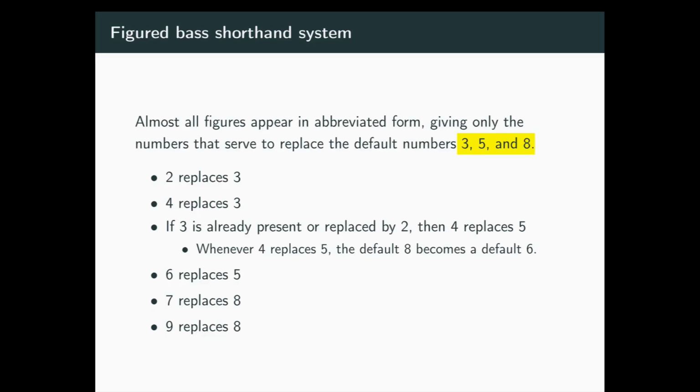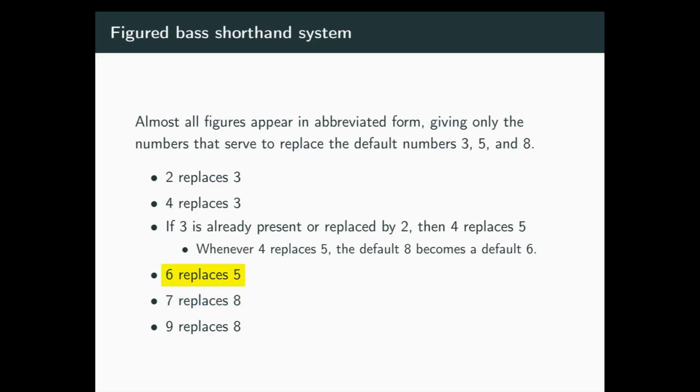So if you see a 7 and nothing else, the 7 is 1 away from 8, so you replace 8 with 7, and you use the other two default numbers, giving you 3, 5, and 7.